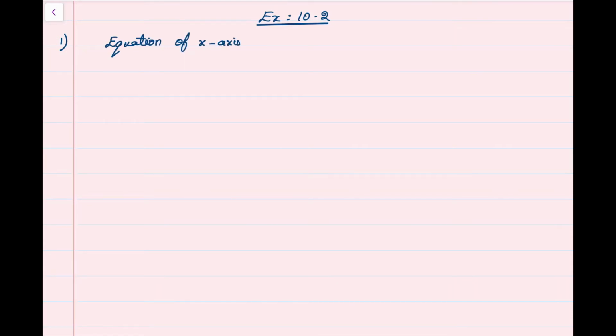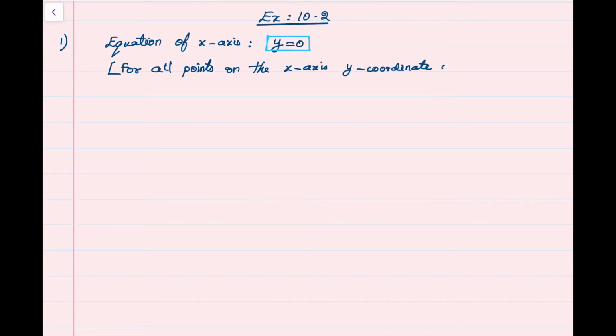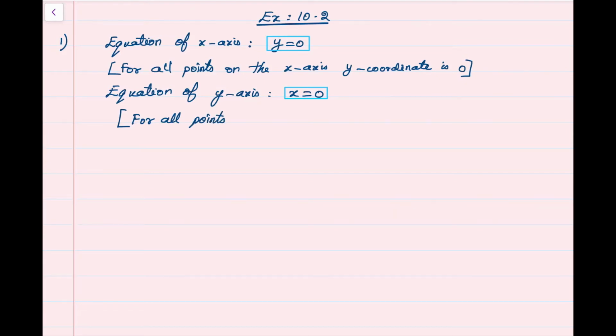Equation of x axis is y is equal to 0. The reason is for all points on the x axis, y coordinate is 0. Then equation of y axis is x is equal to 0. The reason is for all points on the y axis, x coordinate is 0.